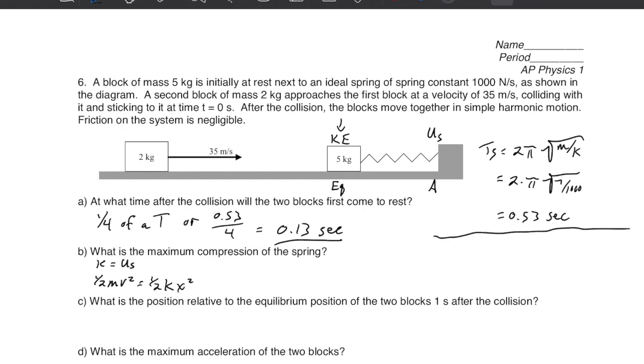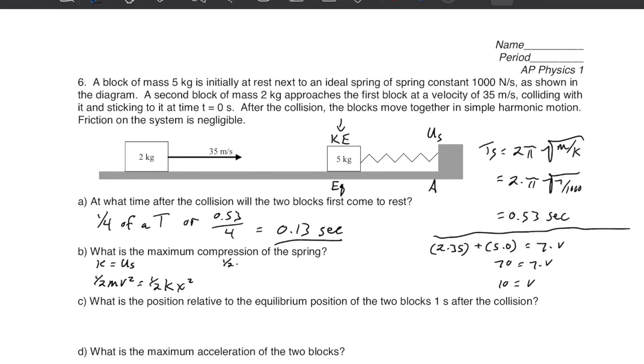The problem is, in my formula, I don't know what the velocity is after the collision when it's one big mass. So let's use our conservation of momentum. We can say that the 2 kilogram mass moving at 35 meters per second plus the 5 moving at 0 is equal to the combined mass of 7 times their velocity. When we do that, we find that the combined mass velocity is 10. We can now put that into our formula.